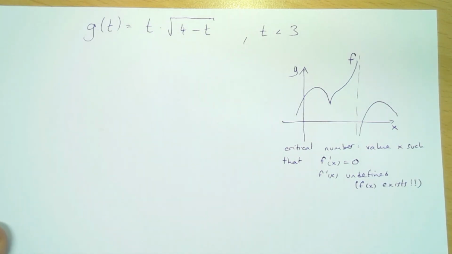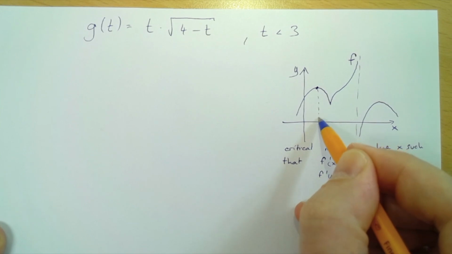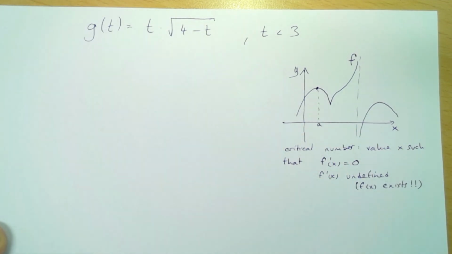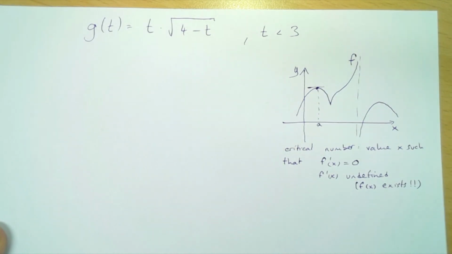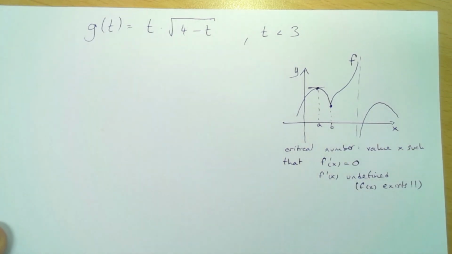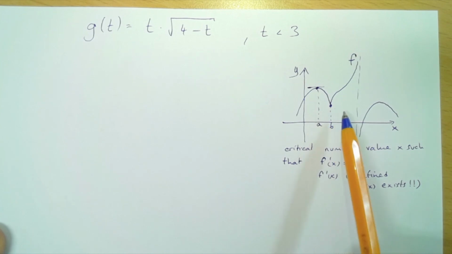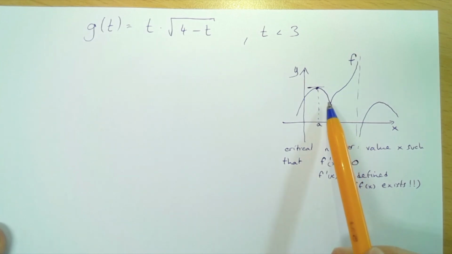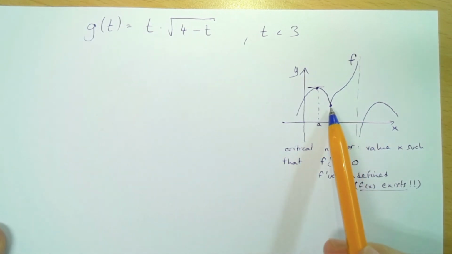Okay, so let's have a look at the sketch above. F prime of x equals 0 means that this value down here, let's call it a, would be a critical number because f prime of a is 0. This b would be a critical number because in this location f prime of b is undefined, there's a sharp turn, but we still fulfill the requirement that f of b exists. There is a point here.